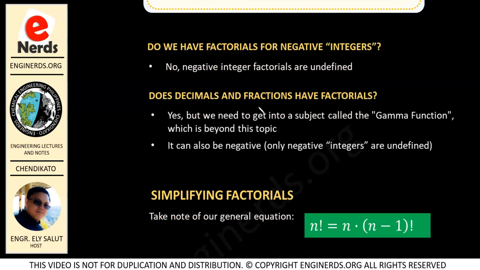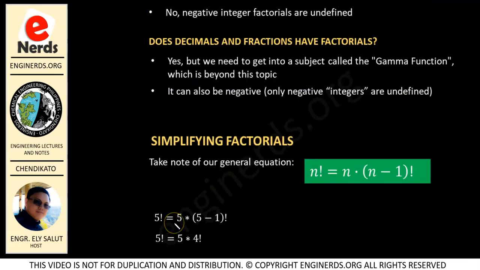Now, the question is, do we have factorials for negative integers? No. Negative integer factorials are undefined. Do decimals and fractions have factorials? Yes, but we need to get into a subject called the gamma function, which is beyond this topic na pinag-aaralan natin ngayon. So, it can also be negative because only negative integers are undefined.